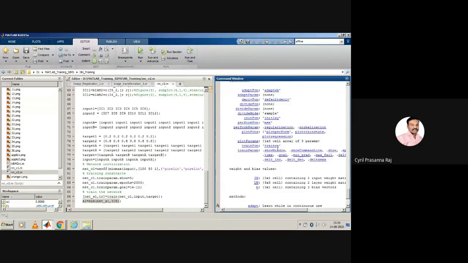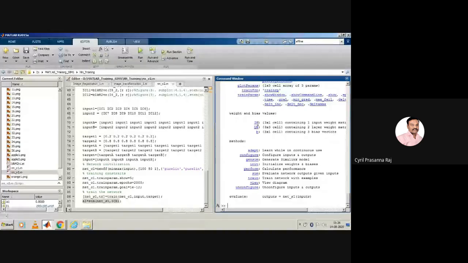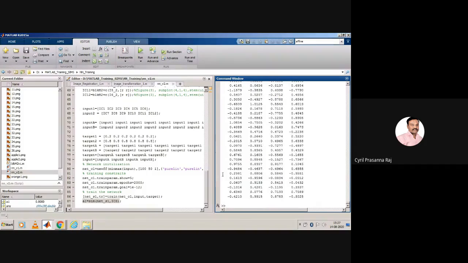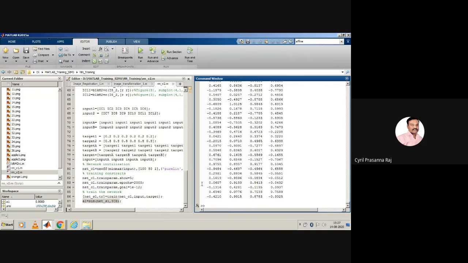Okay. Now let us see what are the weights and biases of the network. So net_S1.IW, input weight and biases 1 comma 1. Input weight is given by an expression called IW, so I'm using IW and just type 1 comma 1. You find that these are all the weights of the input matrix.